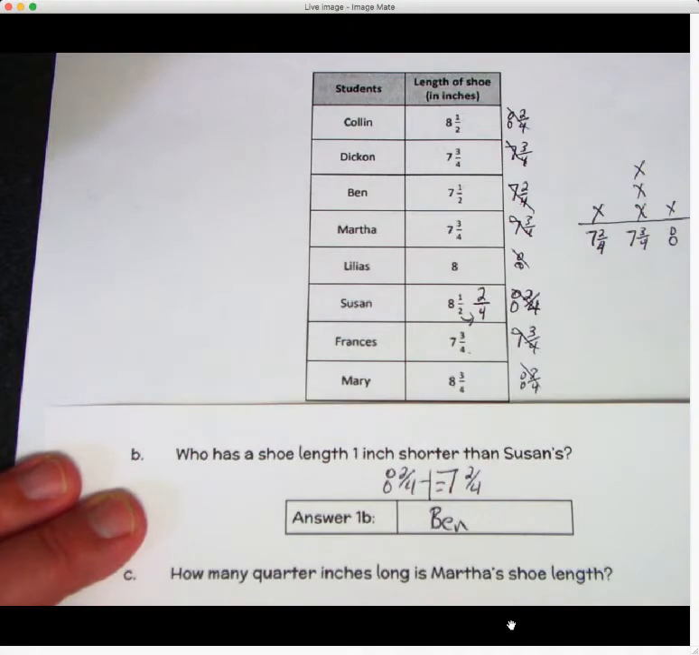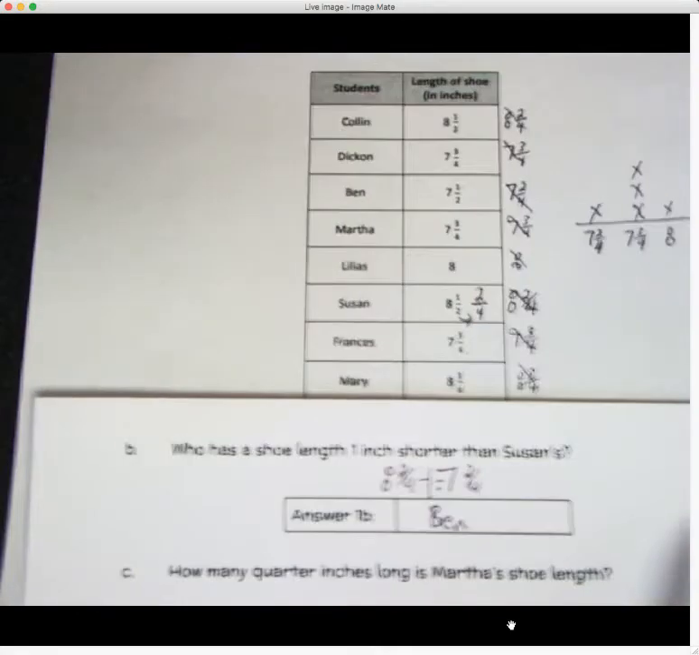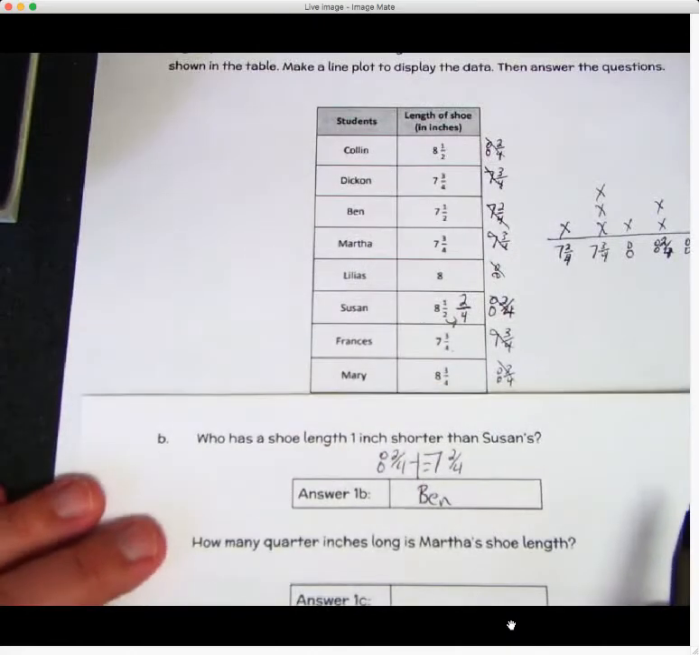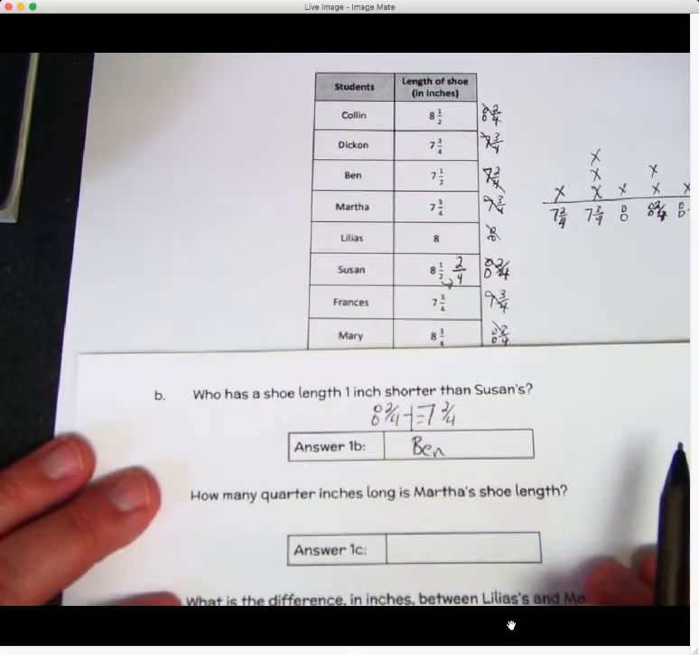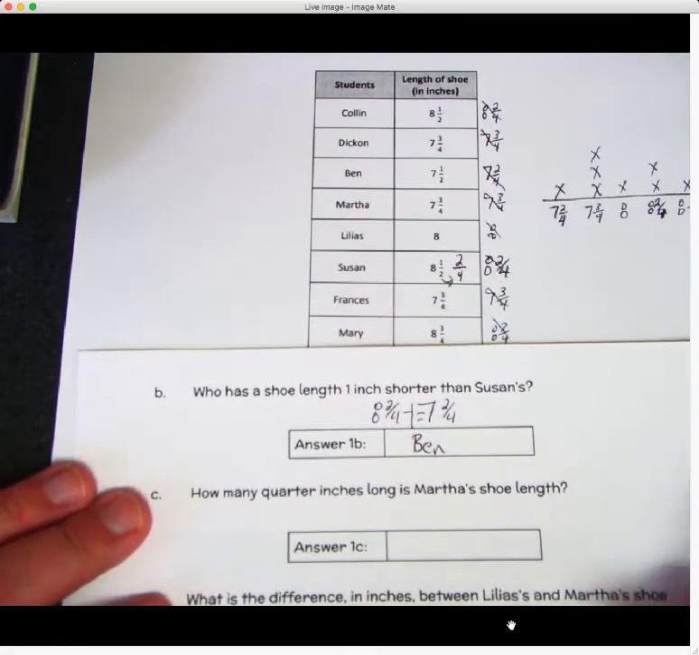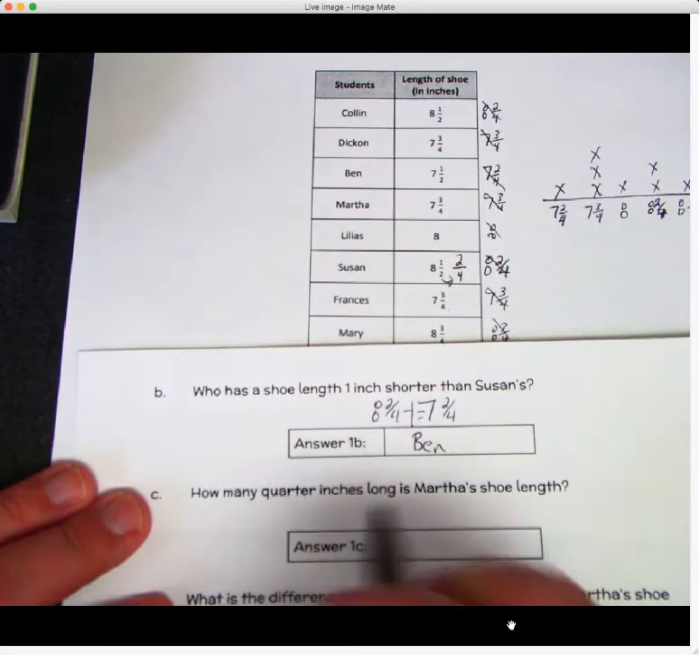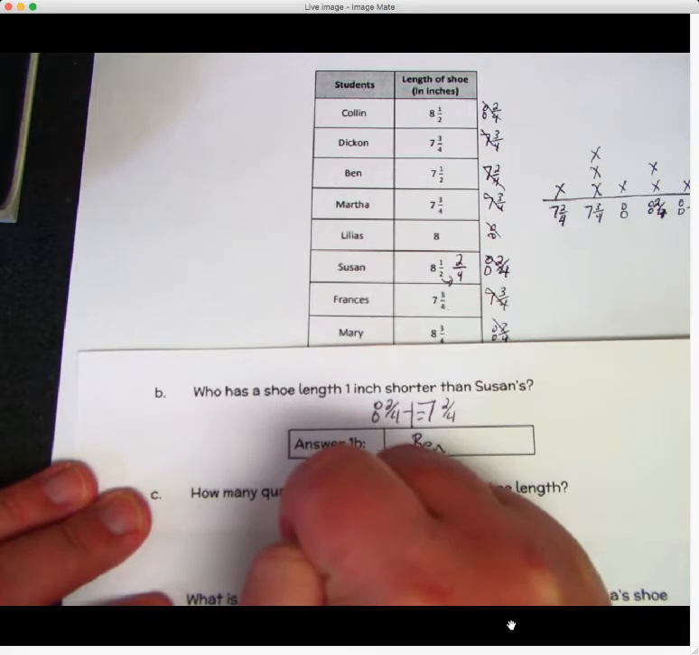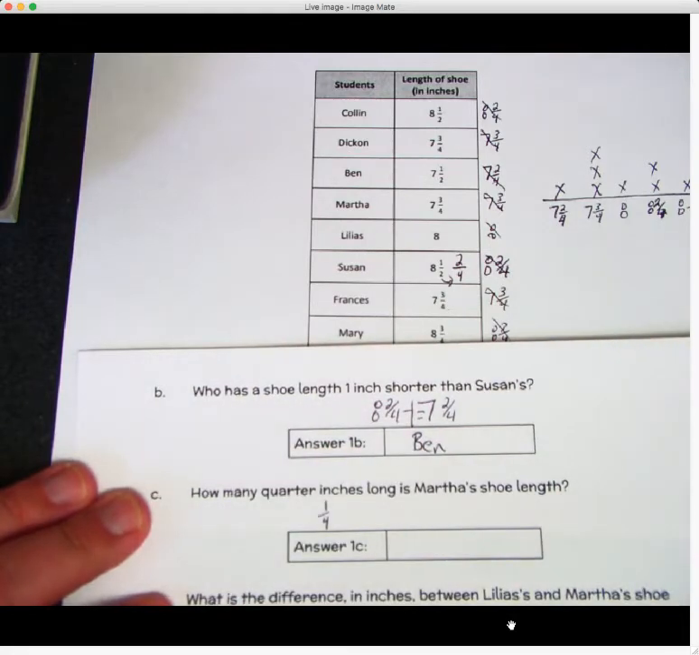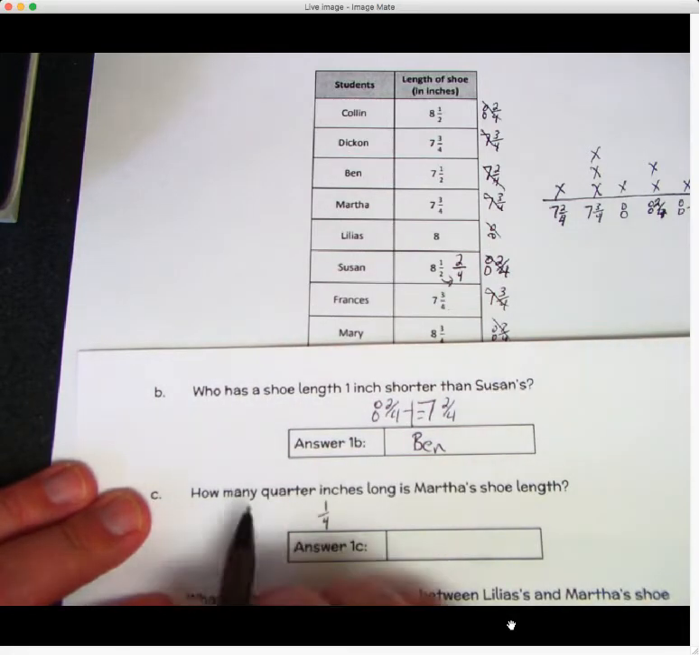So it's Ben. The next question says, I'm going to zoom out a little bit so we can see it at the same time. How many 1/4 inches long is Martha's shoe length? A 1/4 inch is 1/4, okay? 1/4 means 1/4. You'll hear it said like that sometimes.